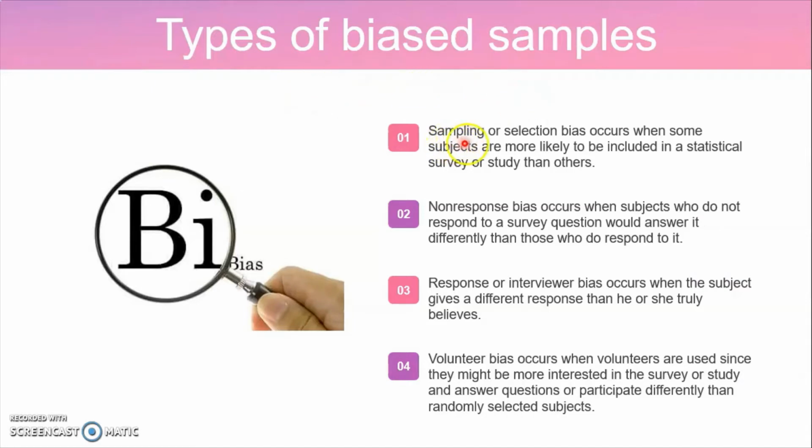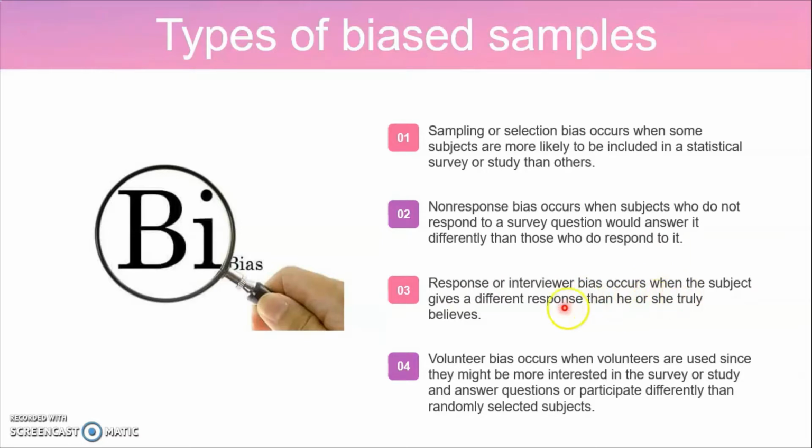The first one is sampling or selection bias. This bias occurs when some subjects are more likely to be included in a statistical survey or study than others. The second is non-response bias. This bias occurs when subjects who do not respond to a survey question would answer it differently than those who do respond to it.